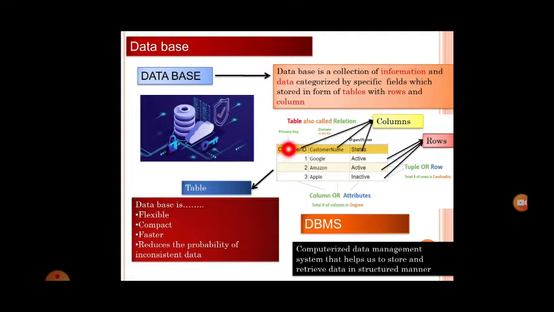You can see here a sample table has been given. A table is also called a relation here, and there are some columns. Can you see the customer ID, customer name and the status? These are the columns. Columns are also called attributes. There are 3 columns in our table. Now let us see what rows are. Row 1, Google, active. All these 3 together form a row. A row is also called a tuple in the database.